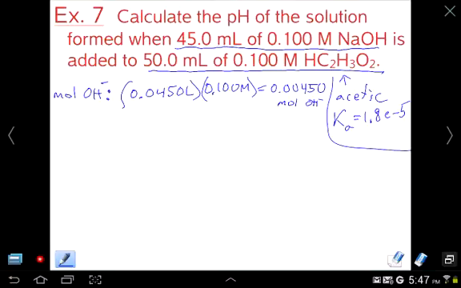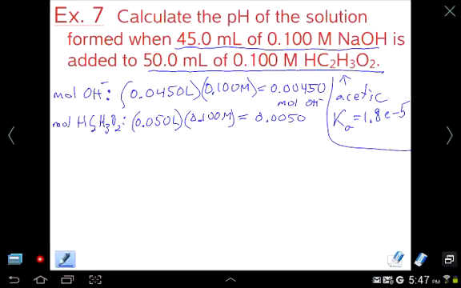We'll do the same thing to the acid. Let's find out how many moles of acetic acid, HC2H3O2, our weak acid, we have. So we have 0.050 liters times 0.100 molarity, and we get 0.0050 moles of acid. So these are the two amounts that we are going to put up against each other.